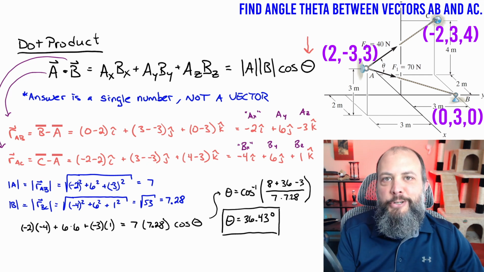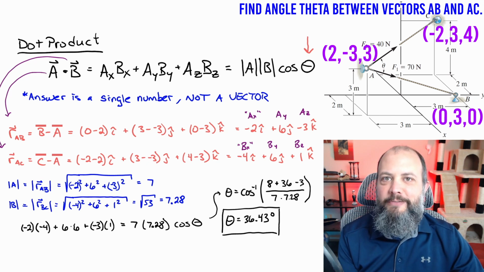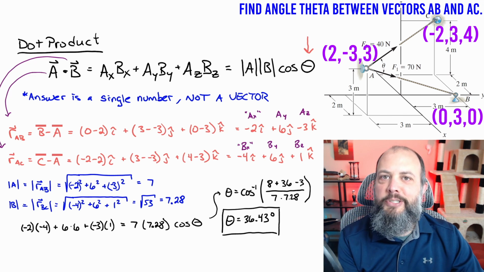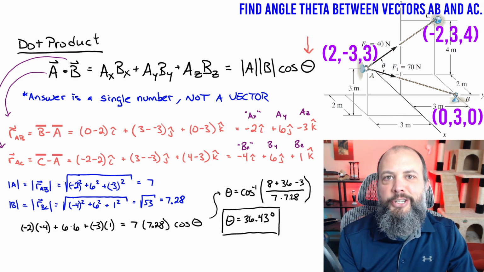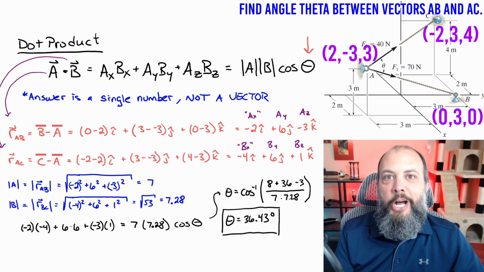And we got this by first calculating the position vectors from A to B and A to C using their individual XYZ coordinates of each point, calculating the magnitude of each of those position vectors, and then setting both versions of the dot product equation, one that has cosine theta and one that has the Cartesian components, equal to each other and solving for the unknown angle.